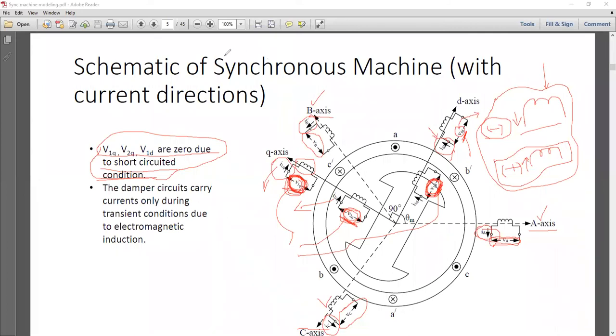So are the current directions clear for all the coils? The current directions and voltages, the magnitude of the voltages, etc. Yes, sir. Okay, so let's move on.